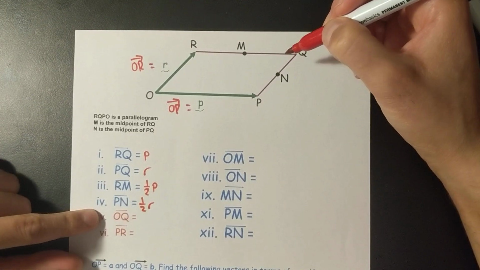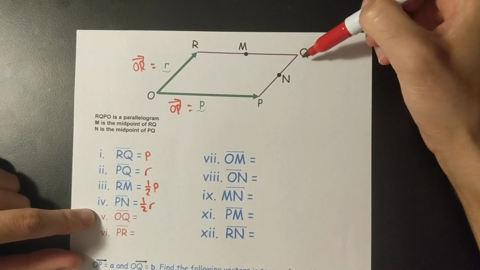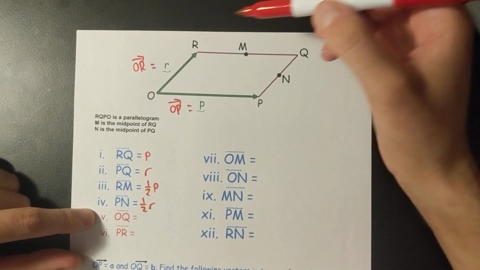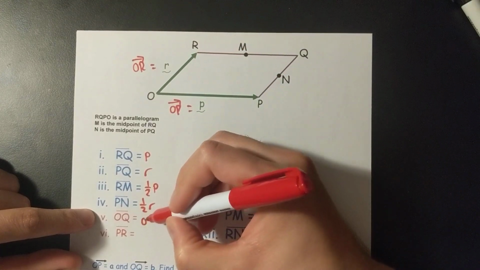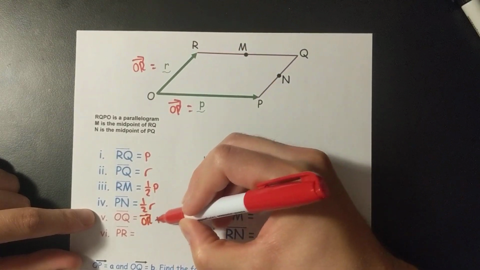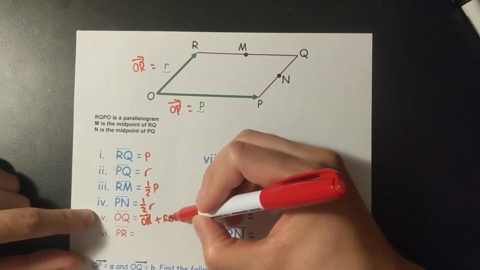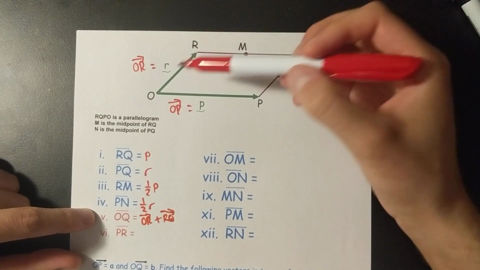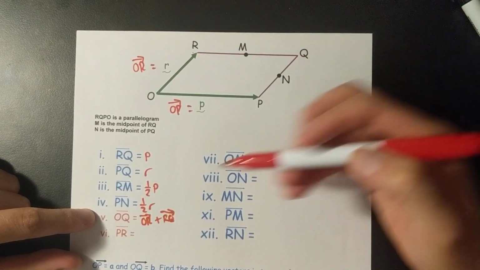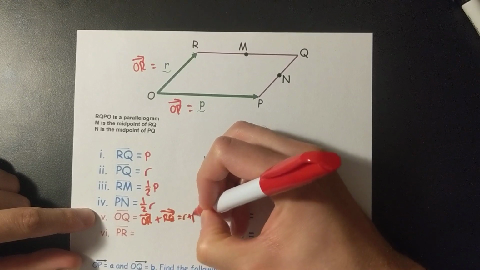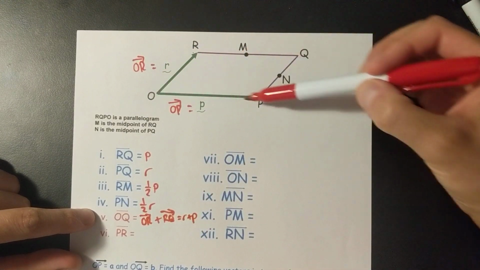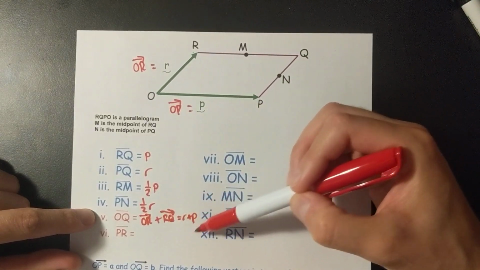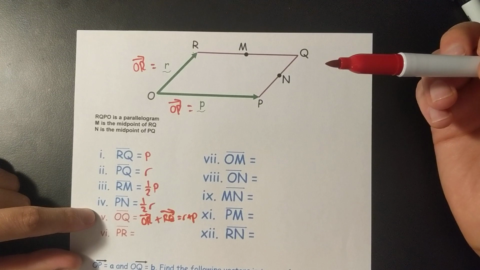Now, this one in red, a little bit more tricky. O to Q. Now this is a combination of more than one vector. So from O to Q, I've got to go from O to R, and then I've got to go from R to Q. So there's a combination there of the two of them. So that would be r plus p. I didn't have to do it that way. I could have gone from O to P and then P to Q. I could have had p plus r, which means exactly the same thing as we saw in the previous video.